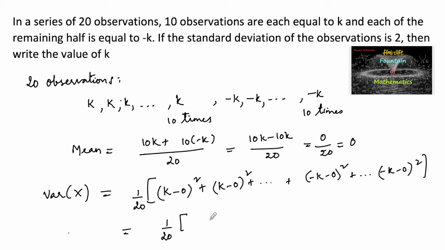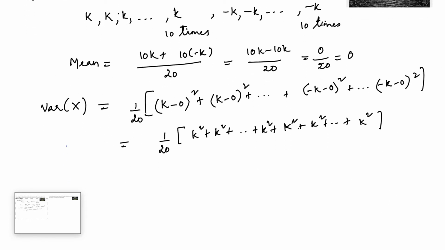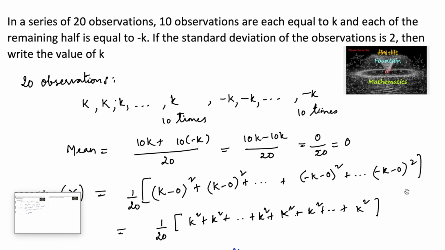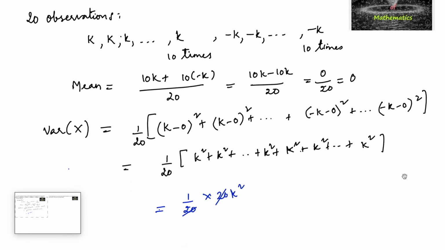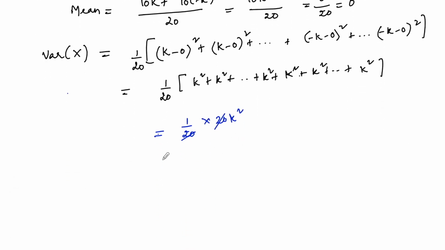So 1 upon 20 times, so here k square plus and so on k square, and again negative k whole square also we can write k square plus and so on k square. So total 20 times k square we can write, which is equal to 1 upon 20 times 20 k square. So we can cancel this 20 and 20, and it's given that the standard deviation is given 2. So variance is equal to k square.